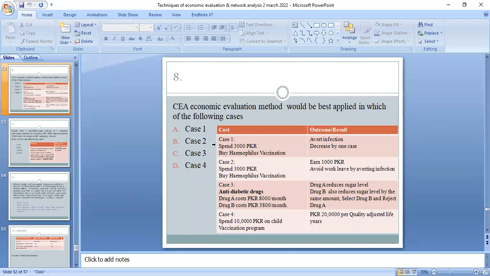A is the correct option, as in cost-effectiveness analysis the outcomes are in cost per unit case, so A is the correct option.